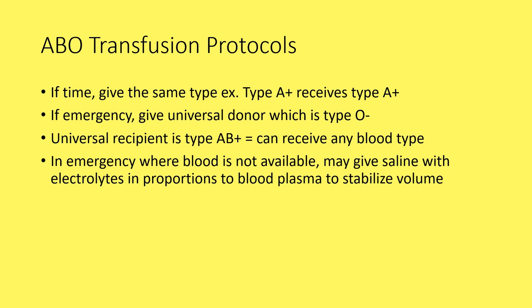Universal recipient is type AB positive. They can receive any type of blood. So if a patient knew what they were, you could always just, if they're AB positive, give them anything.